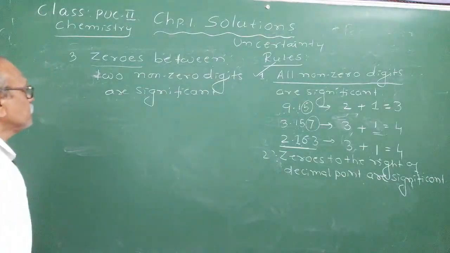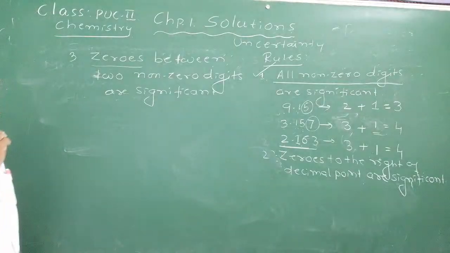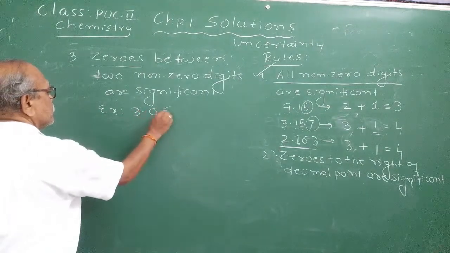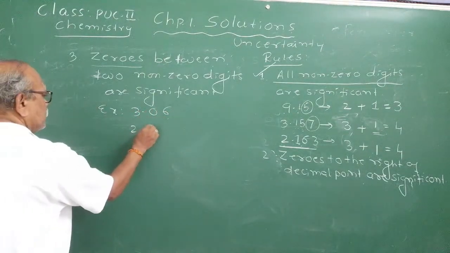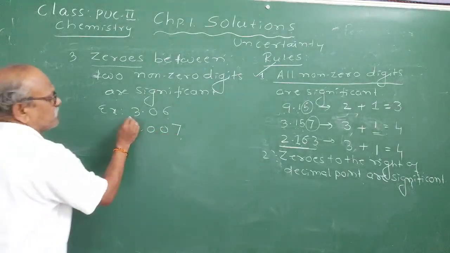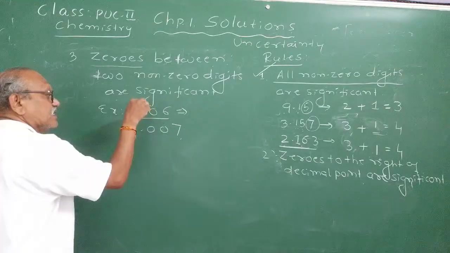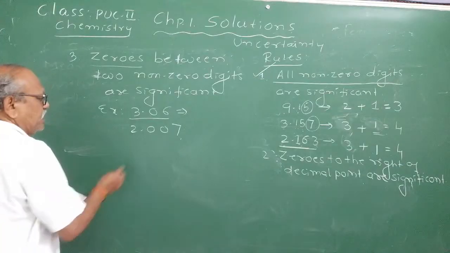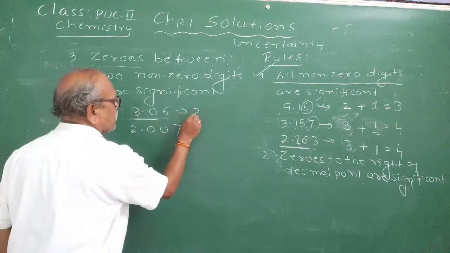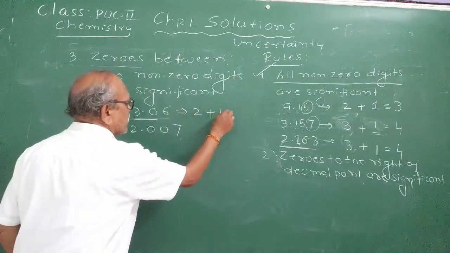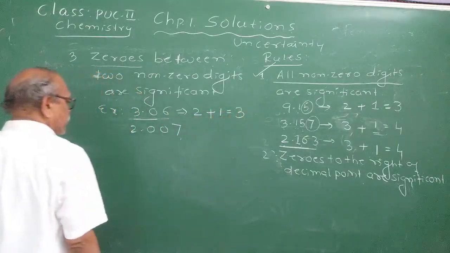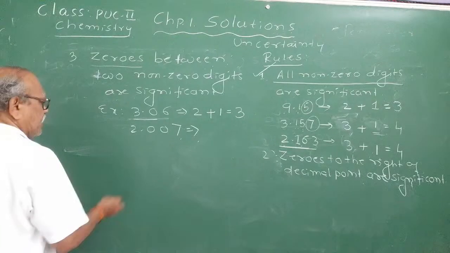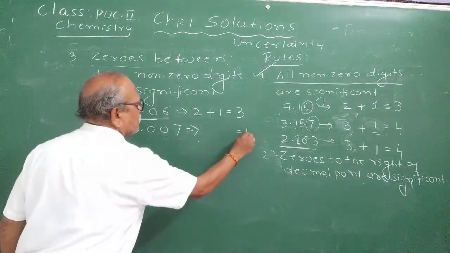Zeros between 2 non-zero digits are significant. I hope you understood. Now I will give you the example. Observe here. 3.06, if I write, 2.007. Observe here. In this, 0 is in between 3 and 6. It is significant, means it should be considered with certainty. In that first 2 digits are certain and last one digit is uncertain. Therefore, total number of significant figures are 3. Observe here also. How many significant figures are there? 2.007. Totally, there are 4 significant figures.